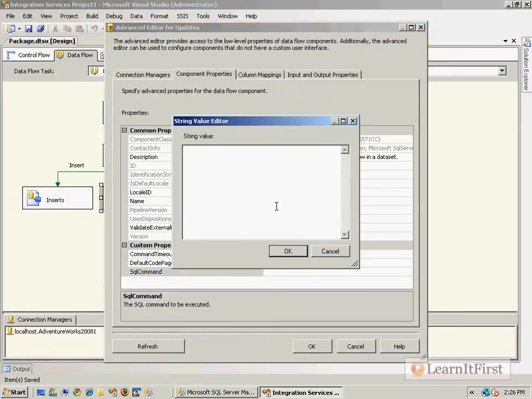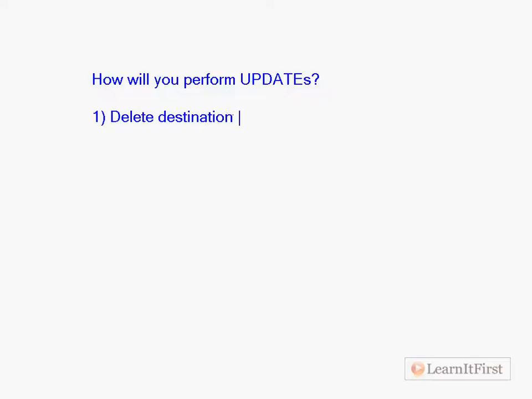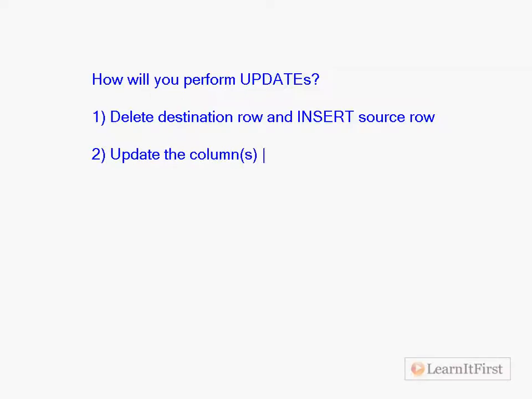Now, the update is probably the trickiest of these three because you've got to make a decision. Let's play around for just a second. I hate to take us off course, but how will you perform your updates? You have two choices. One, delete the destination row and insert the source row, so this becomes a two-part operation, a delete and then an insert. Or two, update the columns at the destination.